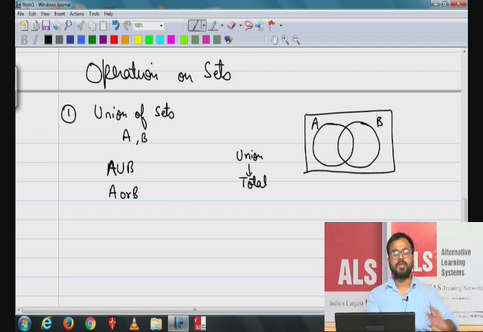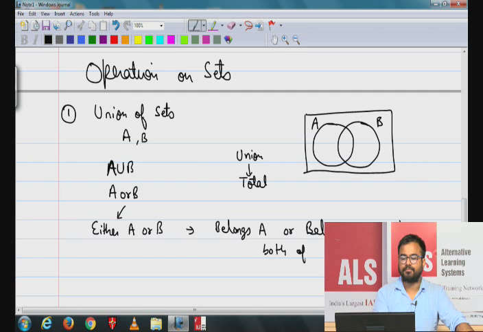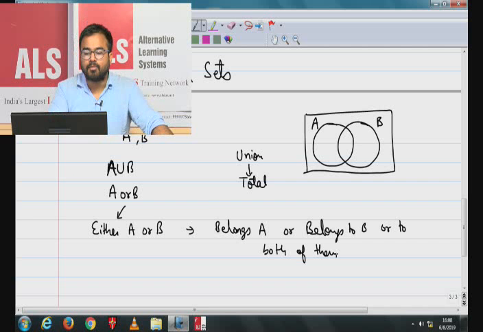So A or B, what do you mean by either A or B? It means belongs to A or belongs to B or to both of them. So the meaning is that either it will belong to A, or it will belong to B, or it will belong to both of them. That is the meaning of A or B.